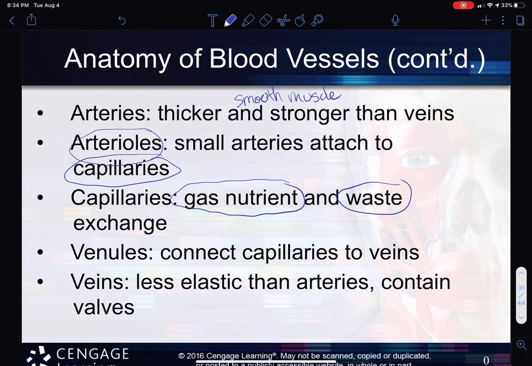As we're traveling back via the deoxygenated supply or back into the heart, we're going to travel via venules. Venules are really, really small versions of veins. Again, you can't really see venules with the naked eye, but you can see veins with the naked eye. The veins are going to be less elastic than arteries.